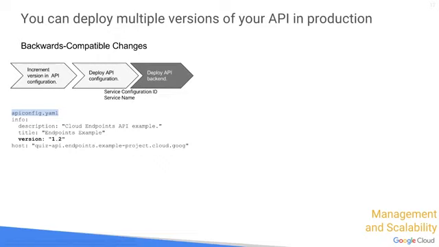You might make small changes, bug fixes, and performance enhancements to your API backend. These changes are usually backwards compatible. In such cases, it's a good practice to increment the version attribute in the Cloud Endpoints API configuration and then redeploy the API configuration and the backend. In the example shown, we've increased the version number from 1.1 to 1.2 because this is a backwards compatible change.